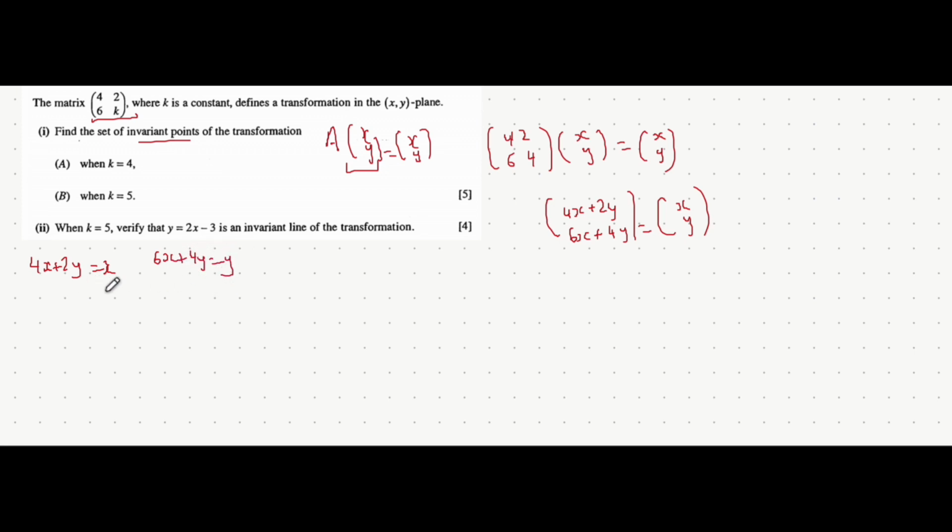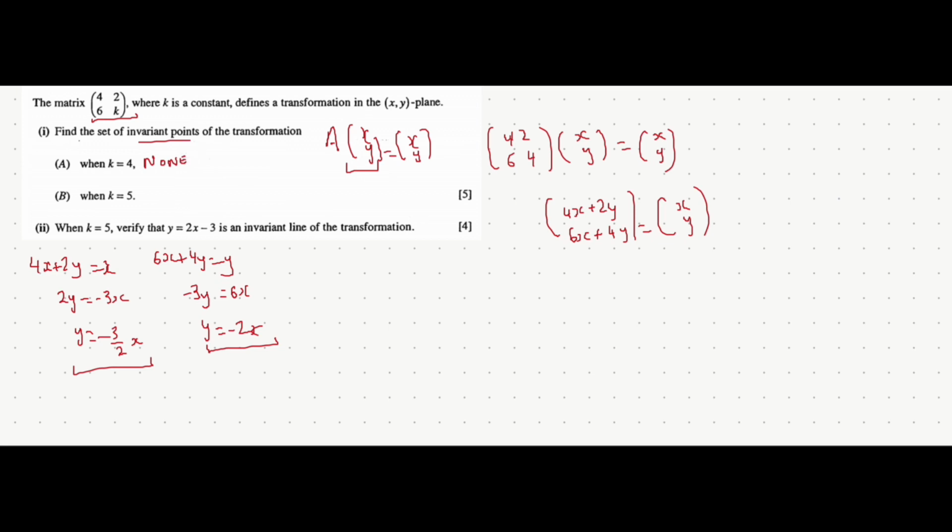Let's now rearrange and make y the subject of both of these equations. Starting with the first one, if we subtract 4x from both sides, we get 2y equals minus 3x. Then we can divide both sides by 2, so y is equal to minus 3 over 2 x. For the second, we can start by subtracting 4y from both sides. So we get minus 3y is equal to 6x. Then we can divide both sides by minus 3 to get y is equal to minus 2x. What we should have gotten is an equation for y in terms of x, and they match. Here they don't match. That means there's no set of invariant points and we write none for option A.